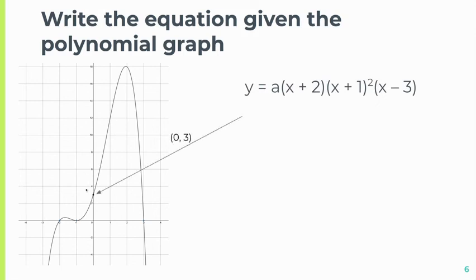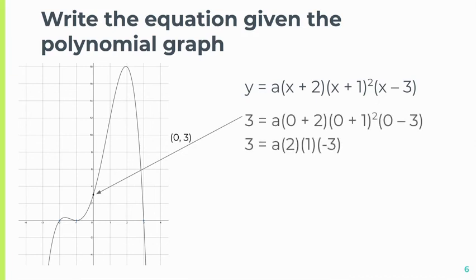So I'm going to plug in the 3 for y and the 0 for x. This comes out to be 2 times 1 times -3, which is -6. So when I divide both sides by -6, I get a stretch factor of -1/2. And so my final answer is y equals -1/2 times (x plus 2) times (x plus 1) squared times (x minus 3).